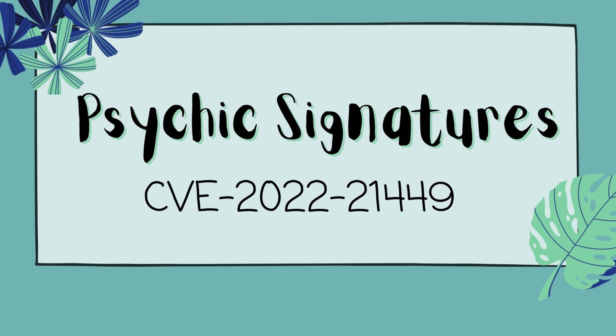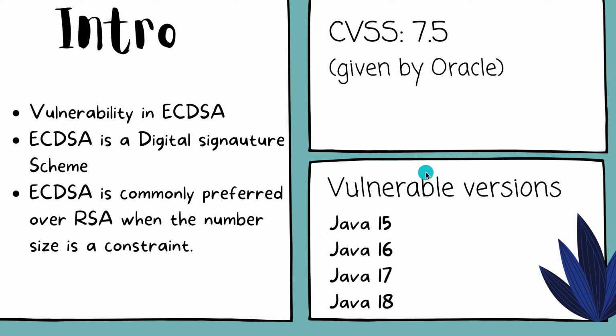My name is Rahul and in this video we'll be talking about the Psychic Signatures vulnerability that you'll find in almost every cybersecurity portal that puts out cybersecurity news, and it has been given a CVE of 2022-21449. We'll be talking about the highlights and what caused this vulnerability in the first place. Now it has been given a CVSS score of 7.5. That's quite high. The vulnerable versions are 15, 16, 17 and 18.